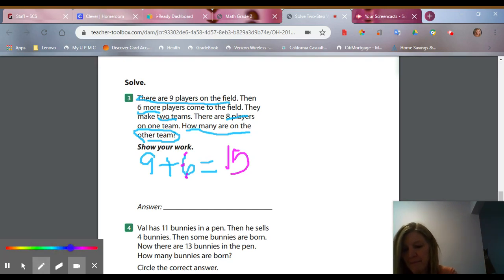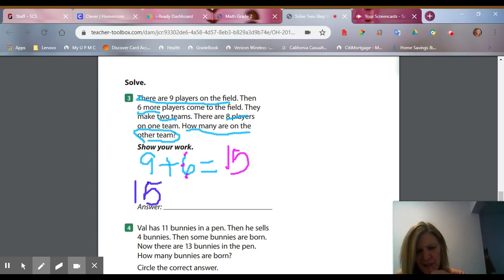Now what? So it's 15 players. They make 2 teams. There are 8 on one team. How many are on the other? So of those 15 players, there's 8 on one team. How many are in the other? How are you going to figure that out?